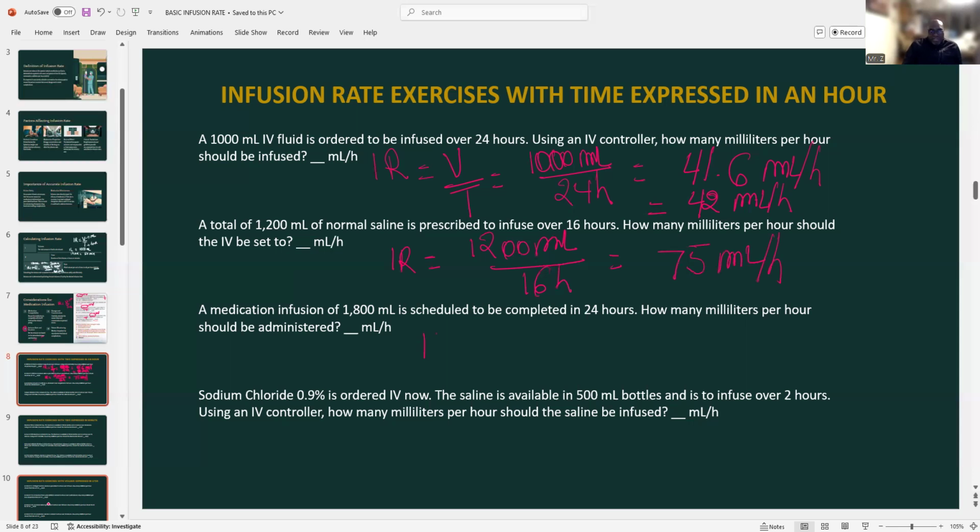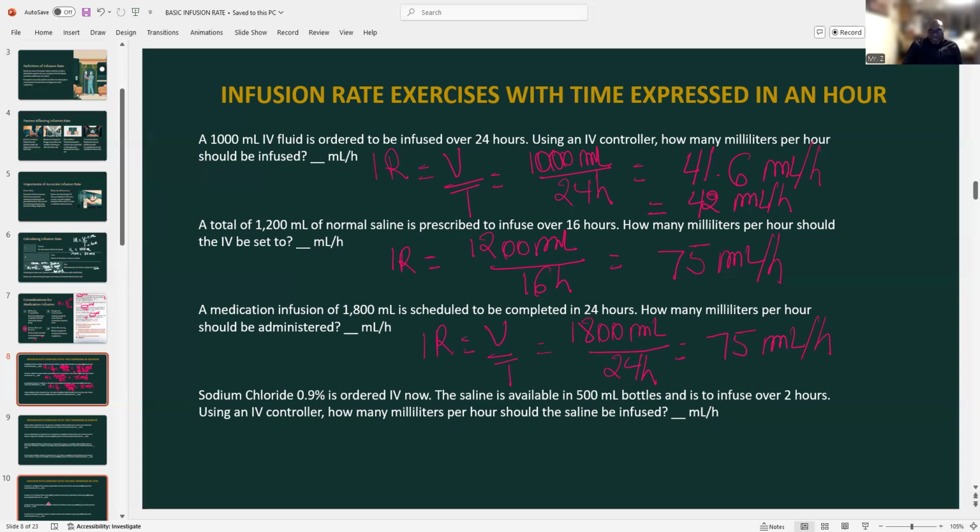Let's look at number 3. Infusion rate. It's a volume over time. Don't forget the volume must be in milliliter. The time must be in hours. So I have 1,800 milliliter over 24 hours. So you got 1,800 divided by 24 hours. So you have 75 milliliter per hour.